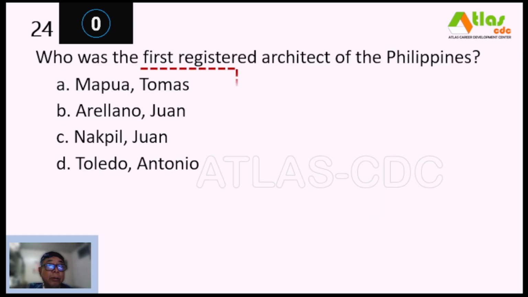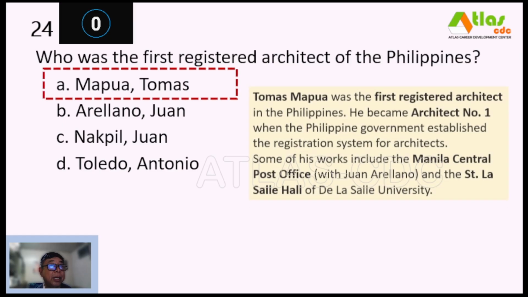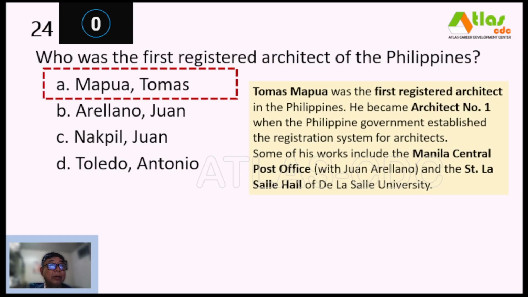And the correct answer is letter A, Mapua Tomas. So Tomas Mapua was the first registered architect in the Philippines. And he became architect number 1. So yun ang PRC registration number niya, when the Philippine government established the registration system for architects. Some of his works include the Manila Central Post Office with Juan Arellano and the St. LaSalle Hall of the LaSalle University.